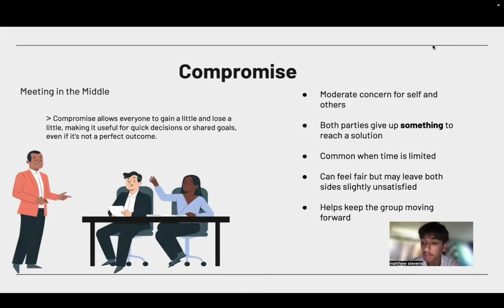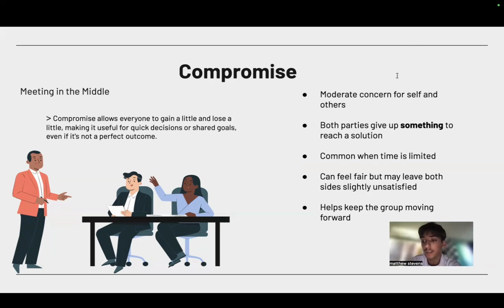Compromise, meeting in the middle. So compromise has moderate concern for self and others. Both parties give up something to reach a solution. Common when time is limited, and can feel fair but may leave both sides slightly unsatisfied. It also helps keep the group moving forward. Compromise allows everyone to gain a little and lose a little, making it useful for quick decisions or shared goals, even if it's not a perfect outcome.